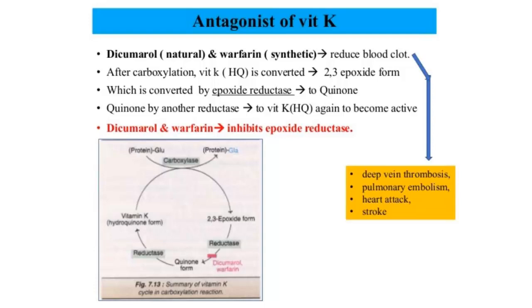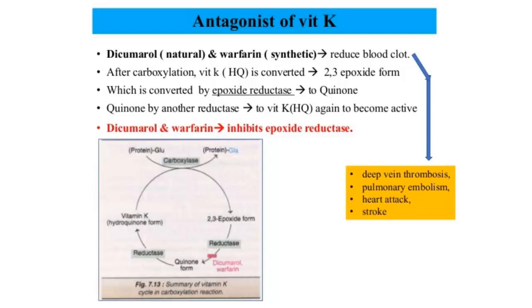Now what happens after gamma carboxylation? Vitamin K hydroquinone is converted into the 2,3 epoxide form. This 2,3 epoxide is converted to quinone by epoxide reductase, which is in turn further converted to vitamin K hydroquinone by reductase to become active again. So this is a cyclic process for regeneration of vitamin K.